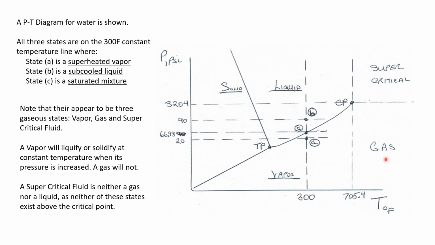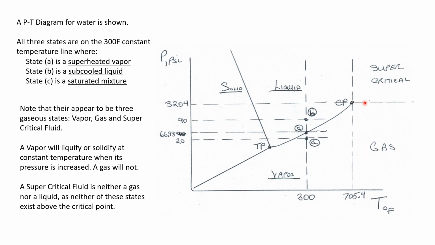Now, if this gaseous state is above the temperature of the critical point, you can see that if I hold its temperature constant and increase its pressure, because it's to the right of the critical point, it never becomes a liquid. And so we'll call a gaseous state that's above the critical point temperature, but below the critical point pressure, a gas.